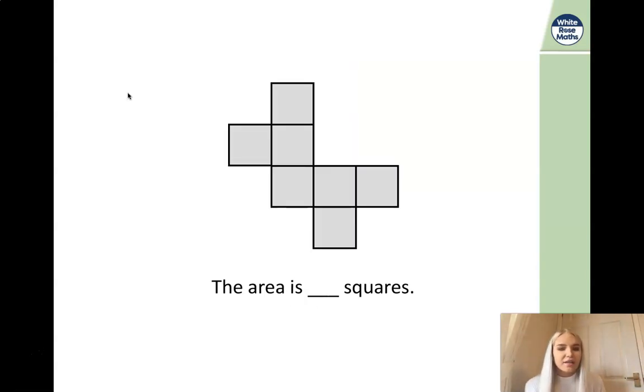Now here I have a different shape. We want to work out the area of this shape. And now we can work out the area by counting the squares. So I can see that I have got 1 square, 2 squares, 3 squares, 4, 5, 6, 7 squares. So I can also count my squares to work out the area of shapes. So what is the area of my shape? The area is 7 squares.